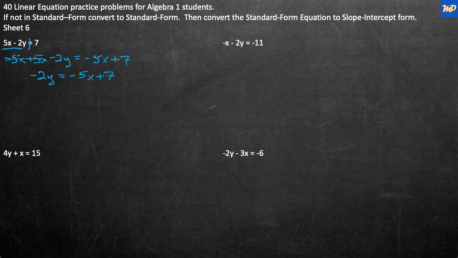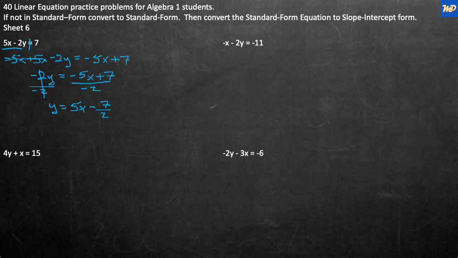We have to get rid of the negative 2 because y has to be a single positive y, not multiple y's. The coefficient has to be 1. So we're going to divide both sides by negative 2. And I'll do this whole thing by negative 2. And when we do that, these negatives cancel. We get y equals negative 5x divided by negative 2 is 5x over 2, because the negatives cancel. And then positive 7 divided by negative 2, we end up with negative 7 divided by 2. Next equation.